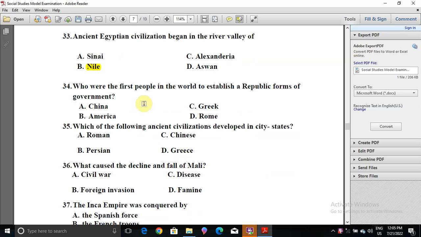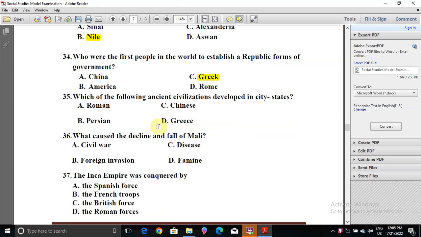Now in question number 34, who were the first people in the world to establish a republic form of government? It will be China, America, Greek, or Roman. The correct answer will be the Greeks. Now question number 35, which of the following ancient civilizations developed in city-states? Roman, Persian, Chinese, or Greece? The correct answer also will be Greece.